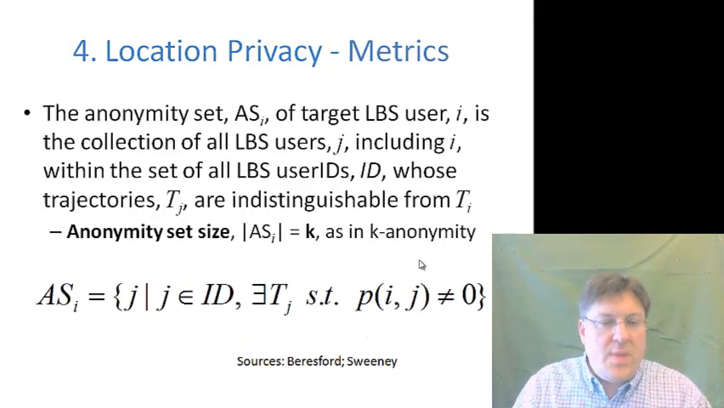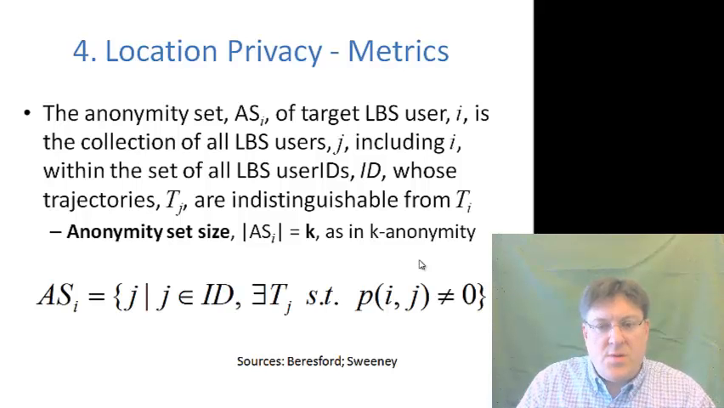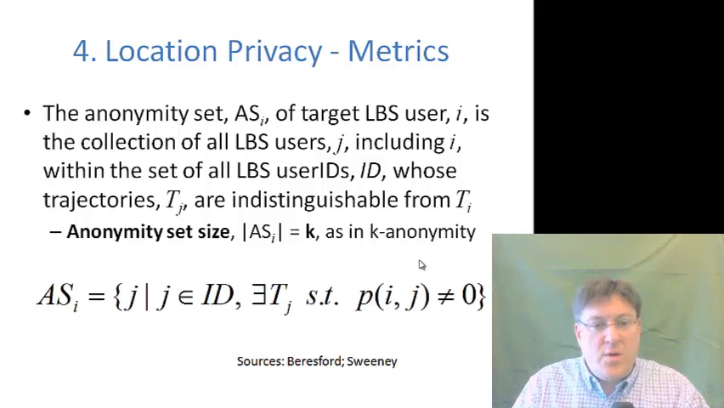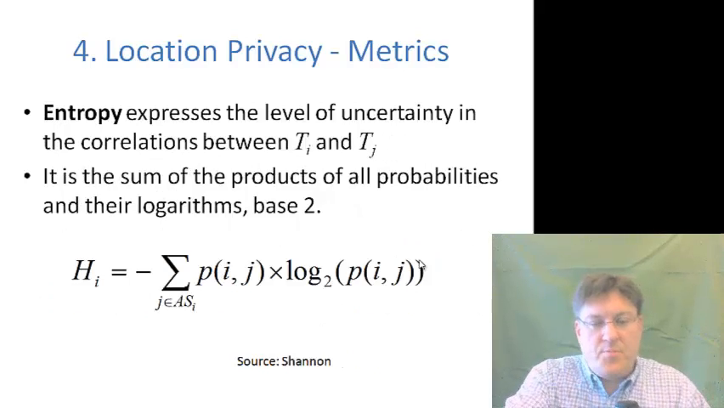So the way we measure privacy, probably the most common way, is the anonymity set size. This can be measured using K-anonymity, which Sweeney introduced. Basically the idea is, if you can't identify which car among K different cars is the one you're trying to monitor, then that car has K-anonymity.